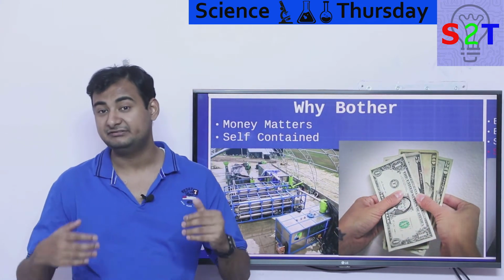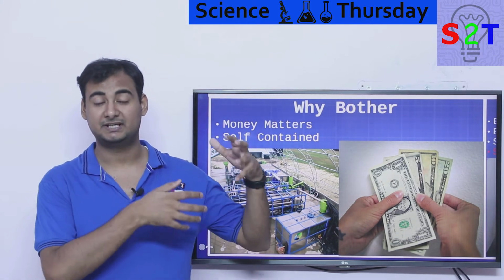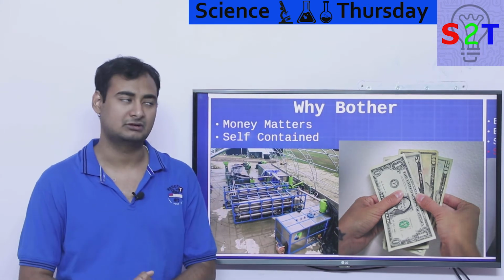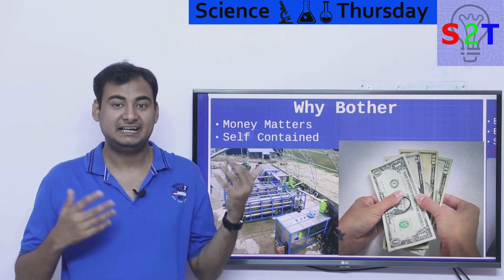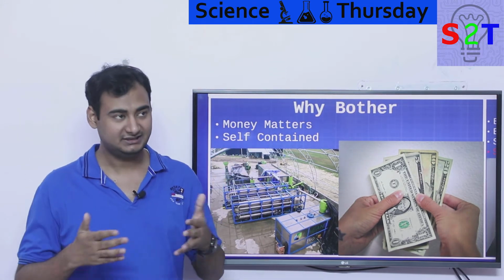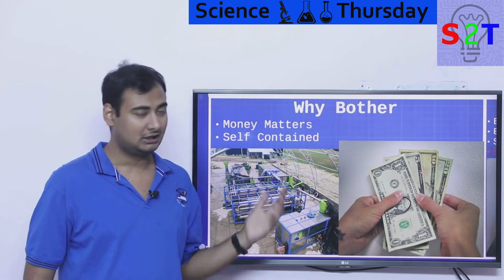Then we come to the fact, if these are complex, even biodigesters require you to build an independent plant to get the most out of it. Why the hell bother with this thing? Well, you have to understand that money matters. At the end, money matters. Nothing else matters more than money. So how do we manage money?